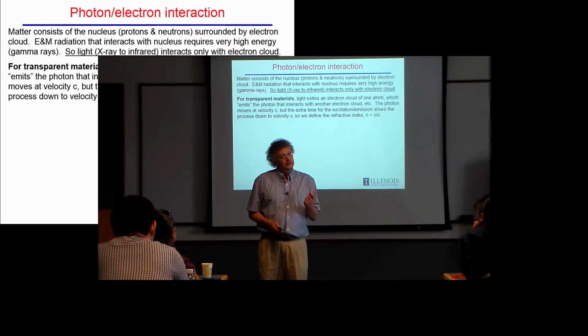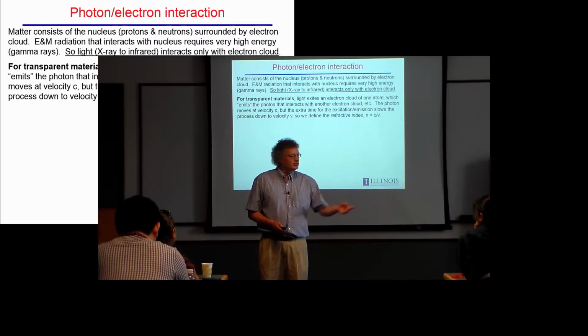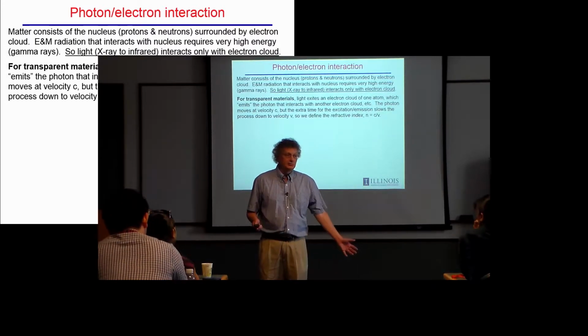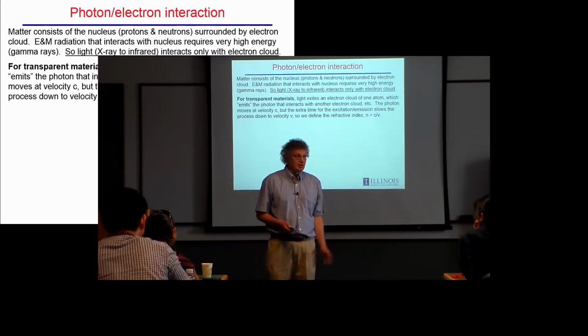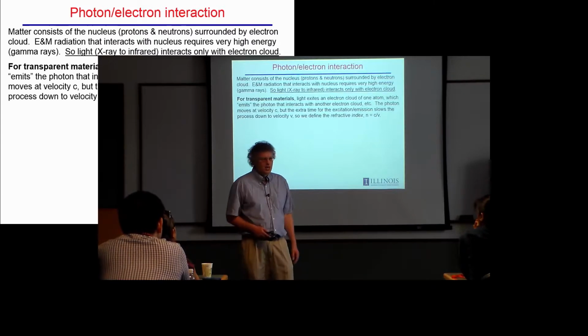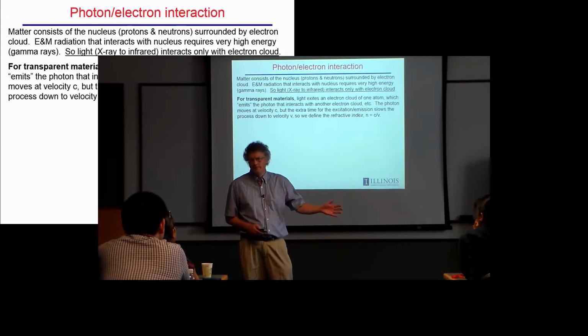So we can use the refractive index as a measure of how that light interacts. For example, in glass, it's about 1.6. It doesn't slow down much at all. In gallium arsenide, the refractive index is about 3.4, so it slows down by about a factor of 3. In metals, we can talk about the refractive index of metals. The refractive index effectively is 100.